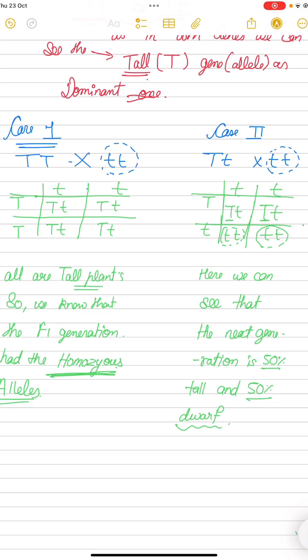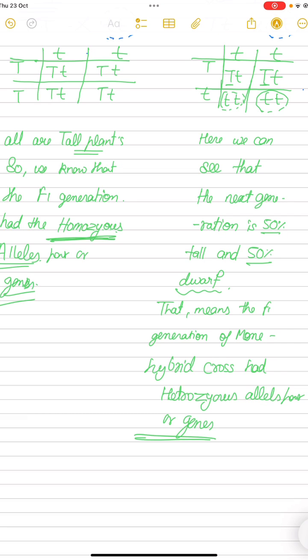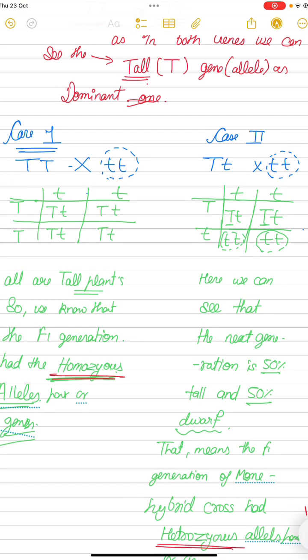So here we conclude that the F1 generation of the monohybrid cross was heterozygous. Hetero means the alleles in the gene were different, one dominant and one recessive. So that was the test cross. In a test cross we cross the imaginary genotypes with the recessive parent.